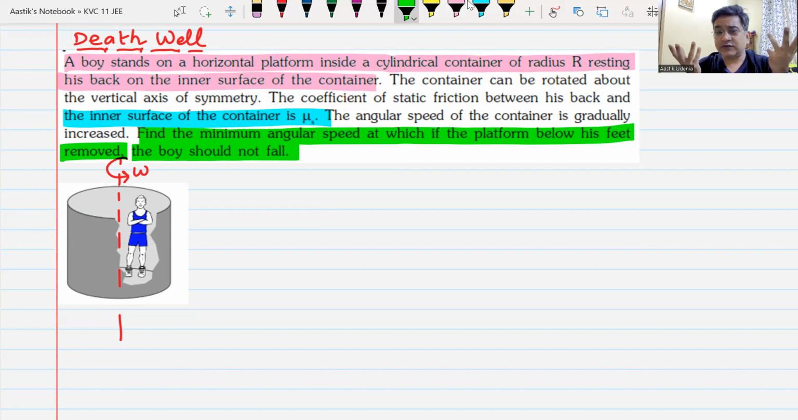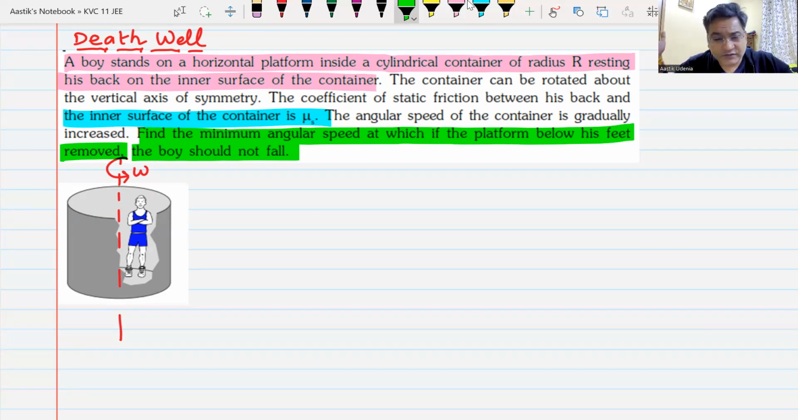But the boy will not fall. Why will the boy not fall? This is known as the death well. What should be the angular velocity? Minimum angular velocity for which the boy does not fall, or the man, even though the floor on which he is standing falls, comes out, the man does not fall.